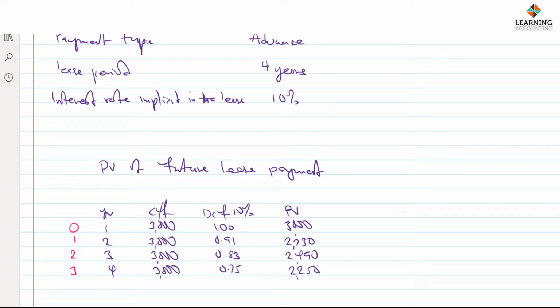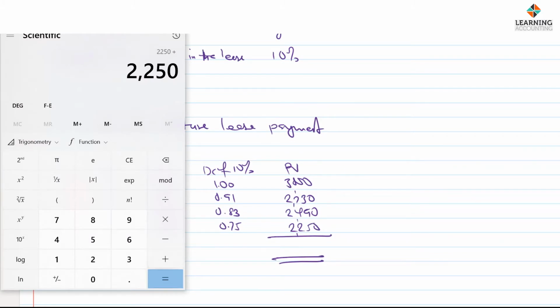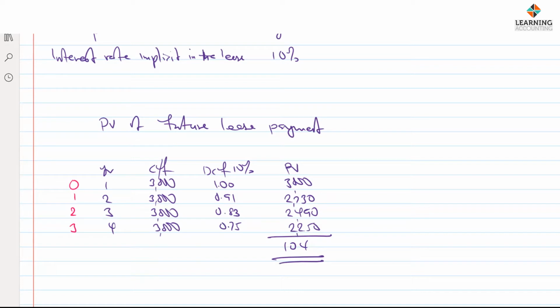So we've been able to calculate the PV for each period, and we get the summation to get the PV of the future lease payment. Let's sum that up: 2,250 plus 2,490 plus 2,730 plus 3,000, and that gives us 10,470. So when we calculated it in arrears, the PV was lower compared to now that we are calculating it in advance.